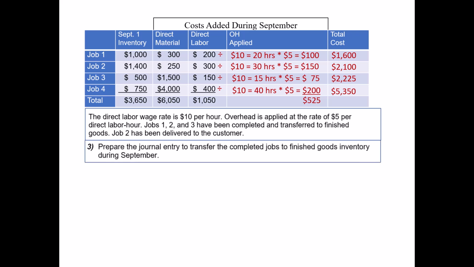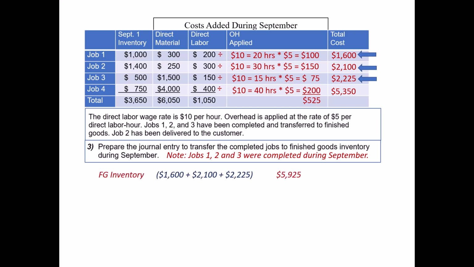Question 3. Prepare the journal entry to transfer the completed jobs to finished goods inventory during September. If you'll remember, jobs 1, 2, and 3 were completed, so we will need to get the cost of all 3 of those jobs and transfer it to finished goods inventory. $1,600 plus $2,100 plus $2,225 is $5,925. That will go into finished goods inventory and out of work in process inventory.